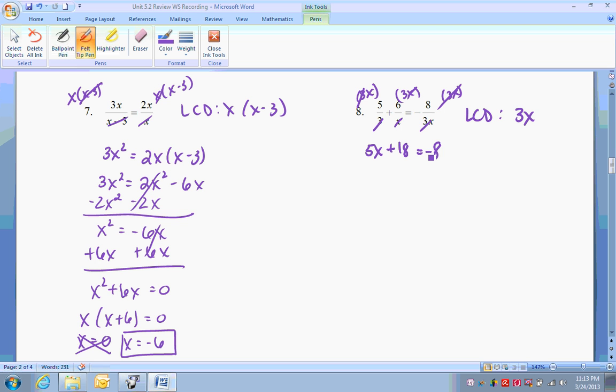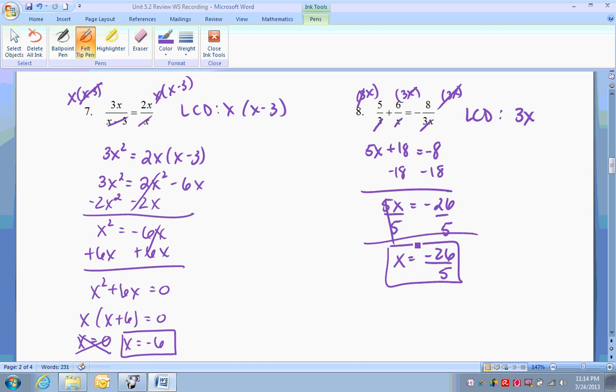Sorry, negative 8. So when I subtract 18 from both sides, I'm left with 5x equals negative 26. Then I divide both sides by 5, and x equals negative 26 divided by 5, which cannot be reduced. So that is my answer. And if you check in your calculator, it does work out, and we do not have any extraneous solutions.